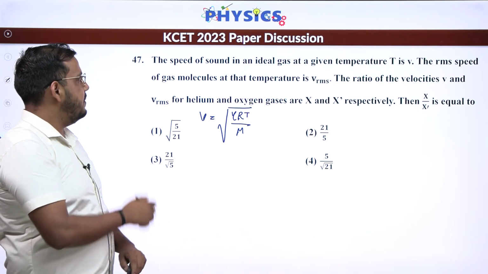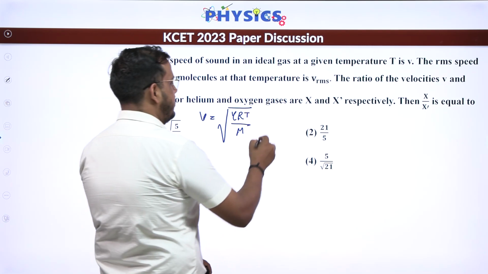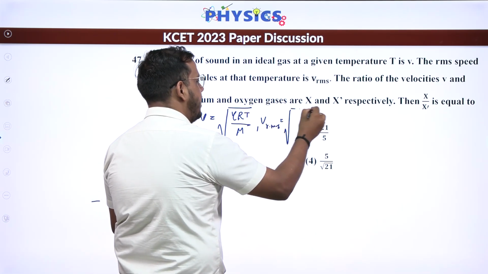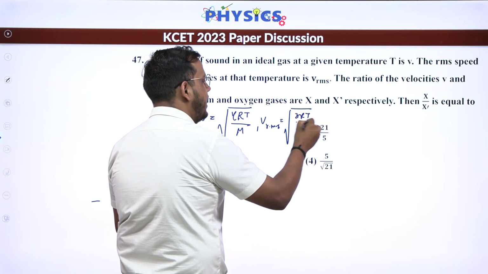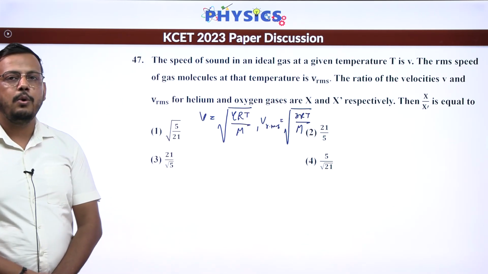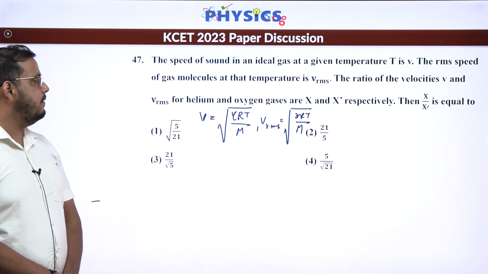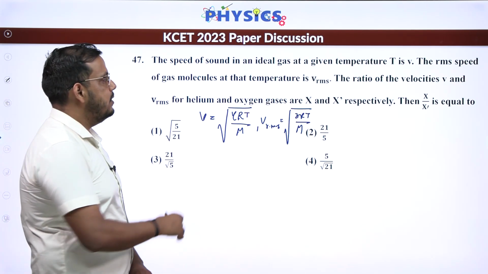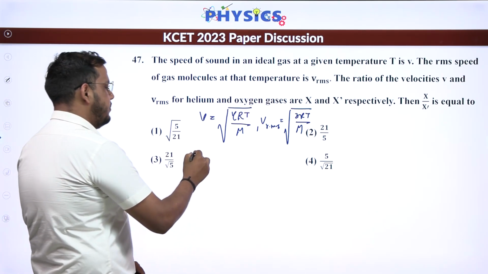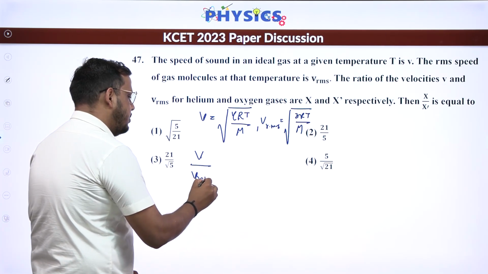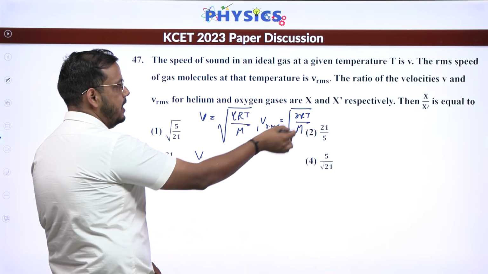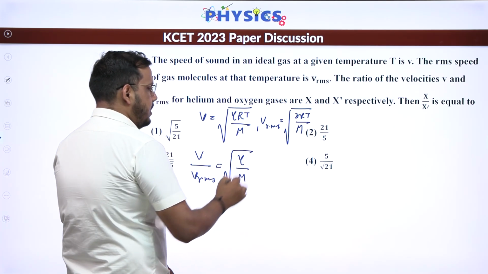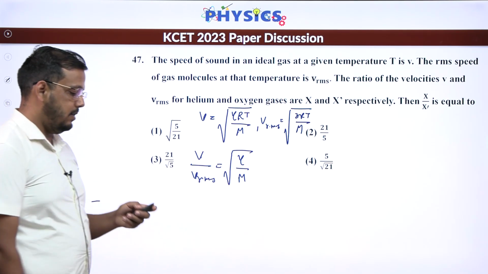The RMS speed of a gas molecule at that temperature is Vrms. So let's write the formula for Vrms. The Vrms formula is under root 3RT by M. This is the formula for Vrms. The ratio of the velocities V and Vrms for helium and oxygen gases are x and x dash. So they are taking the ratio of V and Vrms. When we take the ratio, RT by M will get cancelled out. It will come out to be under root gamma by 3.